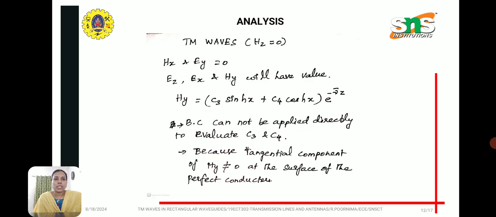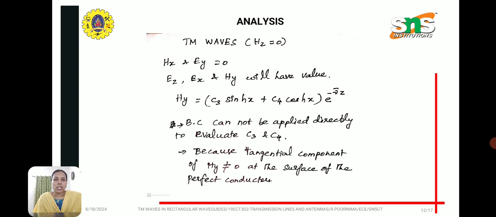For analyzing the TM waves in the rectangular waveguide, TM means the magnetic field component is entirely transverse to the direction of propagation. So Hz is equal to 0. The component of the magnetic field along the Z direction is 0. So Hx and Ey automatically become 0. The other components Ez, Ex and Hy will have values.